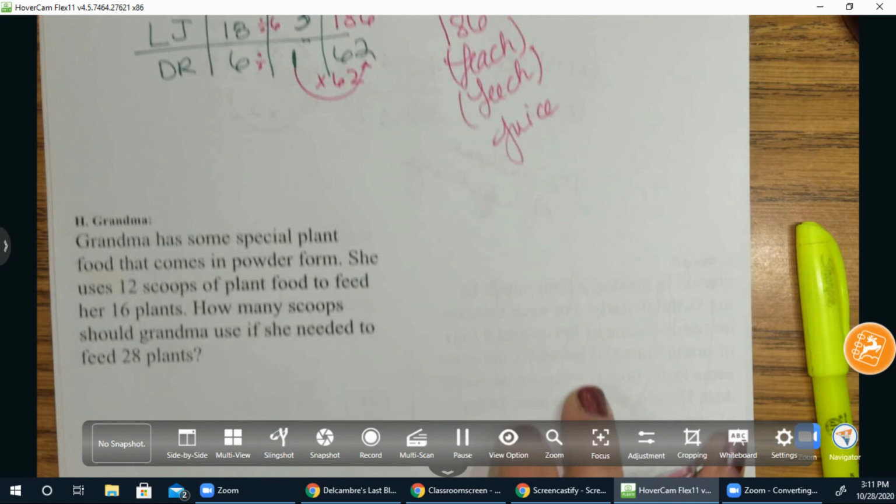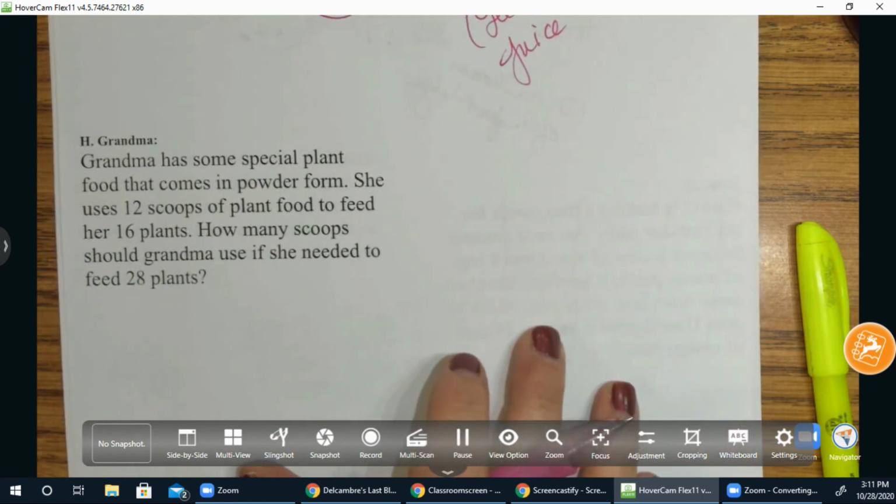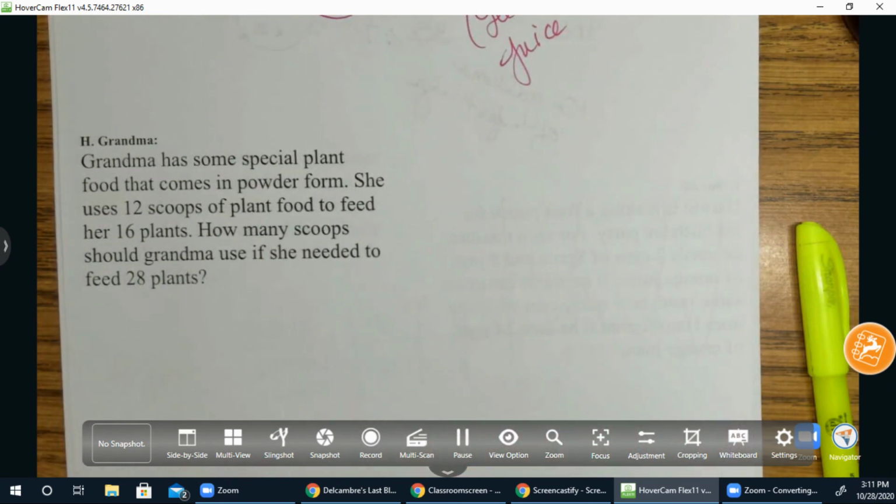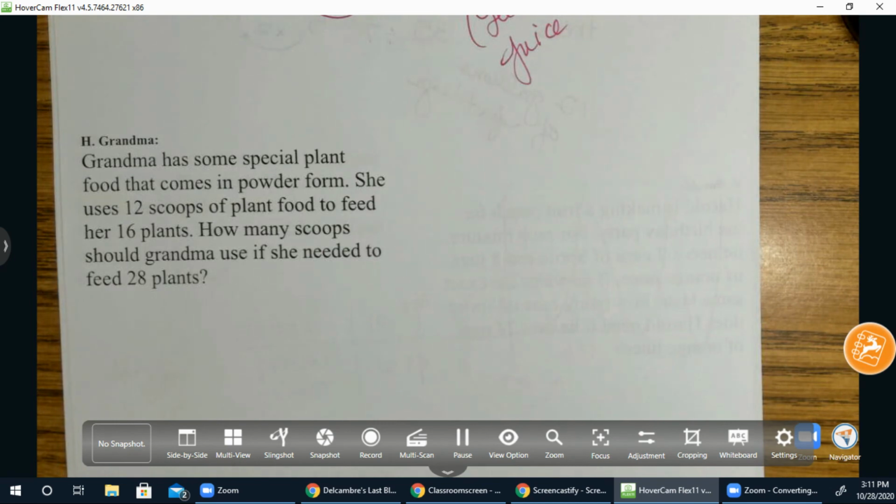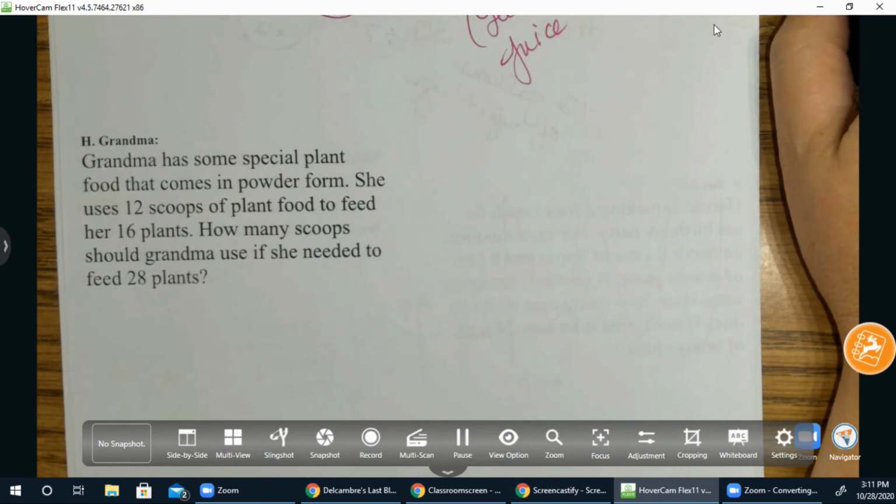Okay, the next one, H. Grandma has some special plant food that comes in powdered form. She uses 12 scoops of plant food to feed 16 plants. How many scoops will Grandma use if she needs to feed 28 plants?